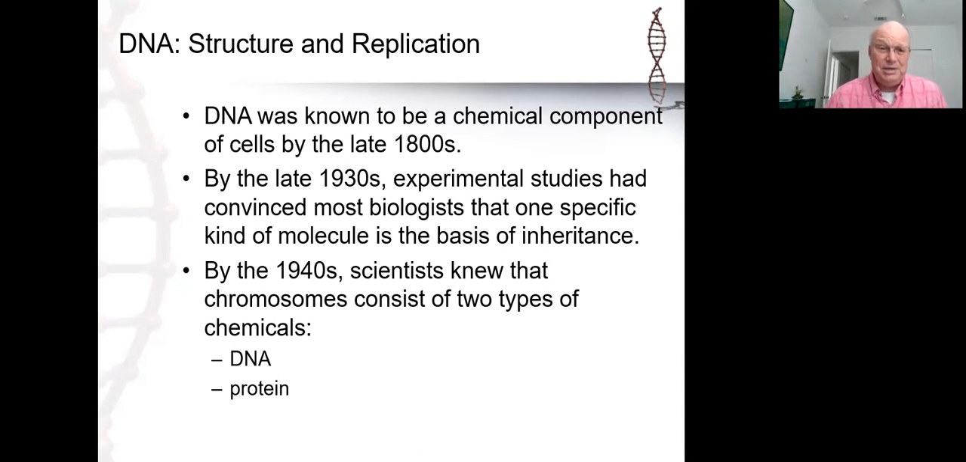In the 1910s, some work by an American biologist named Thomas Hunt Morgan, working with fruit flies, confirmed that genes really are located on chromosomes. It was no longer just a supposition, but it was reality that chromosomes were the hosts of the genes, that the genes were actually located within the chromosomes.